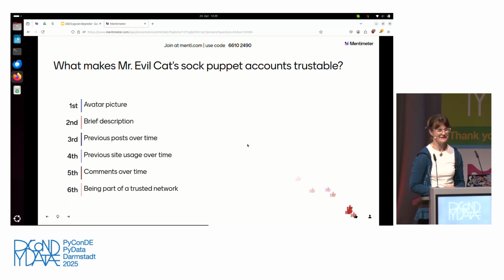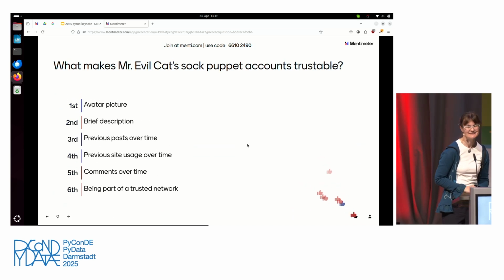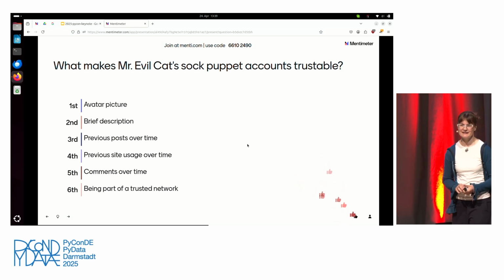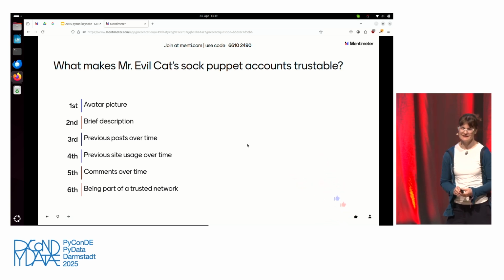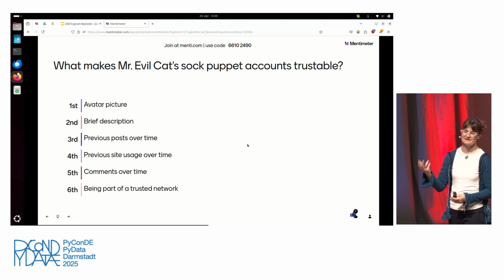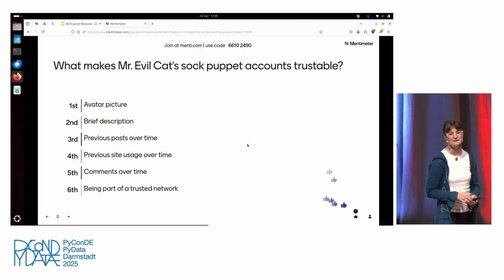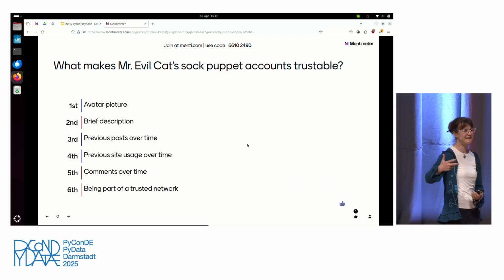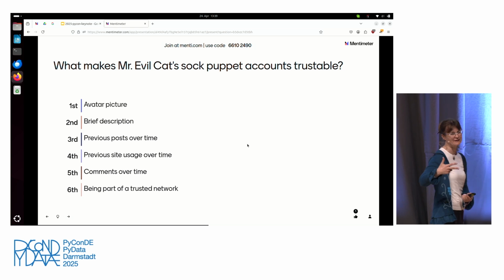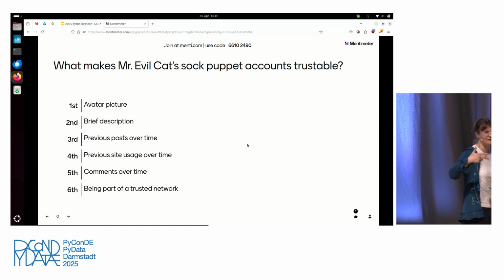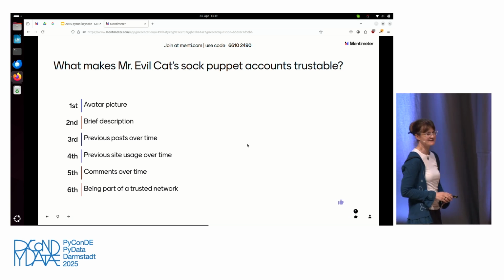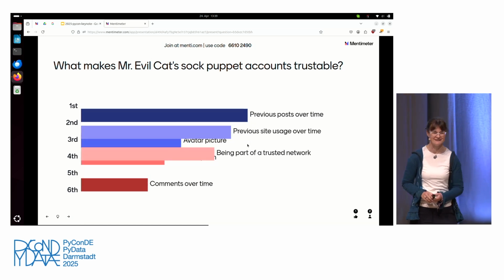Now imagine that you are using that site. What could Mr. Evil Cat do that makes that sock puppet account more trustable? Which factors do you look at when you follow an account in order to figure out whether it's something worthwhile following or whether it's something that you should ignore?